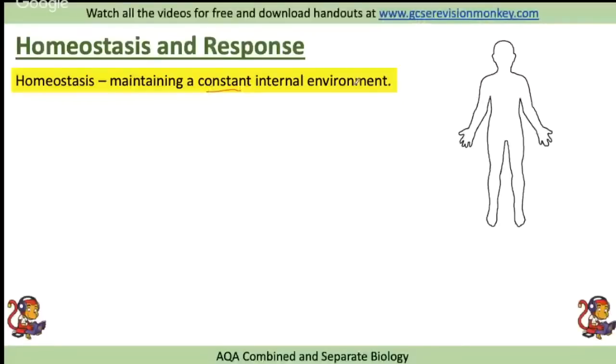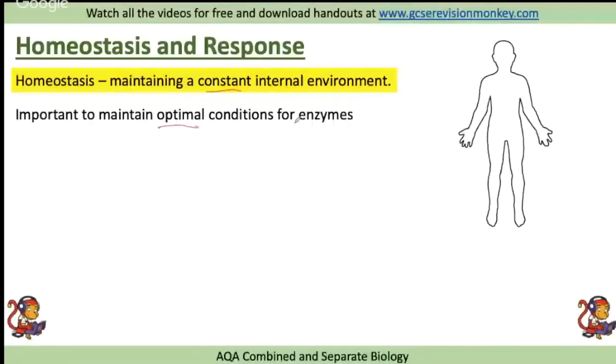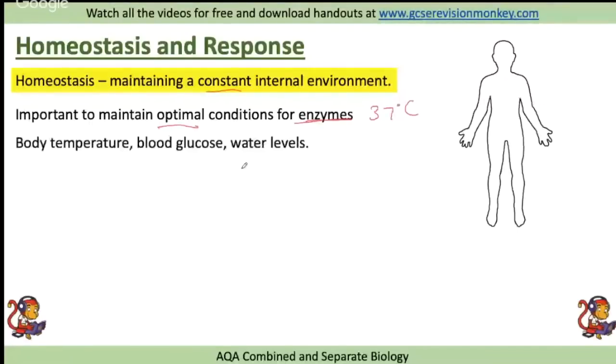This is important to maintain the optimal, which is the best conditions for enzymes. So enzymes working in your body, for example, work best at 37 degrees C. So we'd want to maintain that temperature at exactly 37 degrees C. Not only do we want to keep body temperature the same, but we'll also want to keep things such as our blood glucose, so our blood sugar levels, and our water levels within our blood and within our body cells at constant levels.